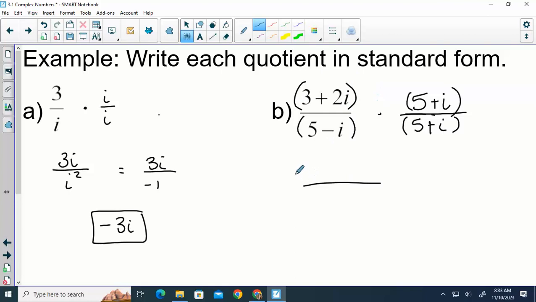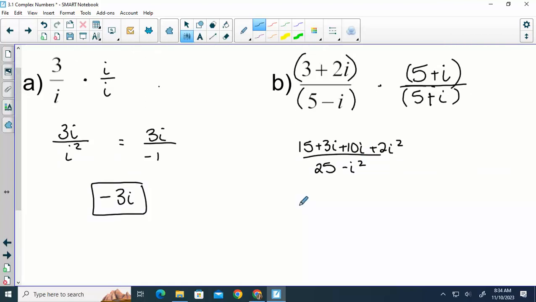Yeah. So now if we FOIL, same thing, we get 15 plus 3i plus 10i plus 2i squared. Bottom we get 25 minus 5i and plus 5i cancel, minus I squared. Two I squared would turn into negative 2, so 15 plus negative 2 would be 13. 3i plus 10i is 13i. 25 minus I squared. Is it 26? Yeah, that would be a plus 1, so we get 26.